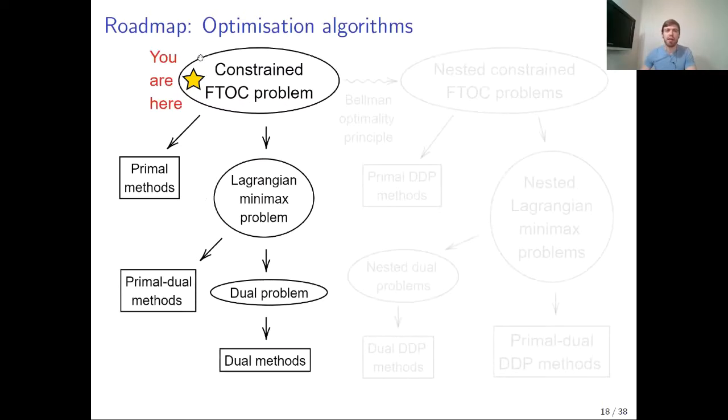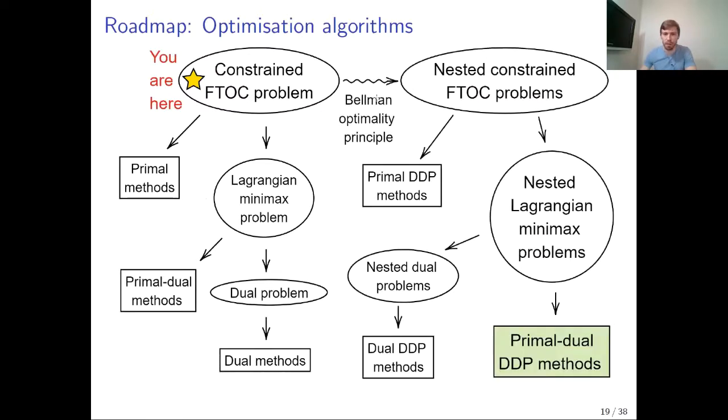Let's present a roadmap of the optimization algorithms. Here, we can see the constrained finite time optimal control problem. We can formulate a Lagrangian minimax problem, so we can use a primal-dual method. There are other ways to introduce a dual problem and use a dual method, or we can just use a primal method. However, with the Bellman optimality principle, we can reformulate the problem and consider a nested finite time optimal control problem.